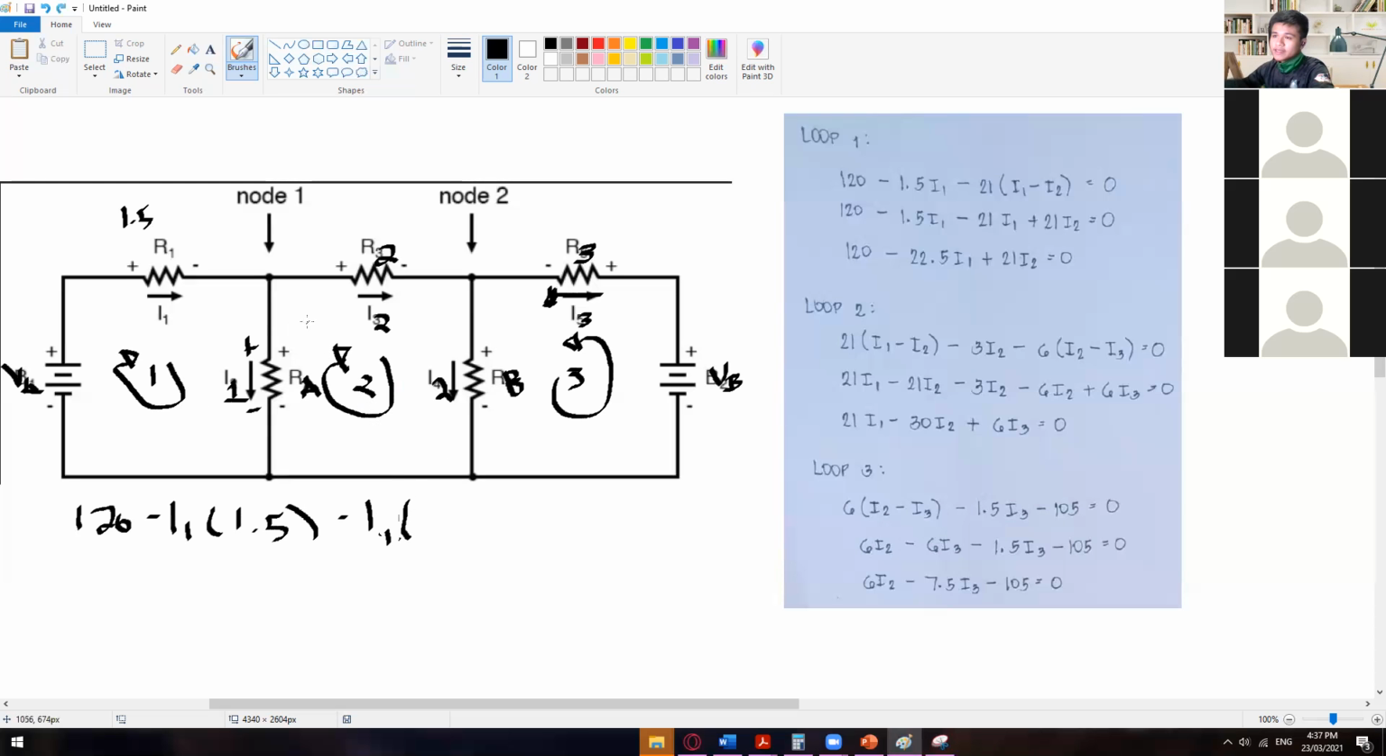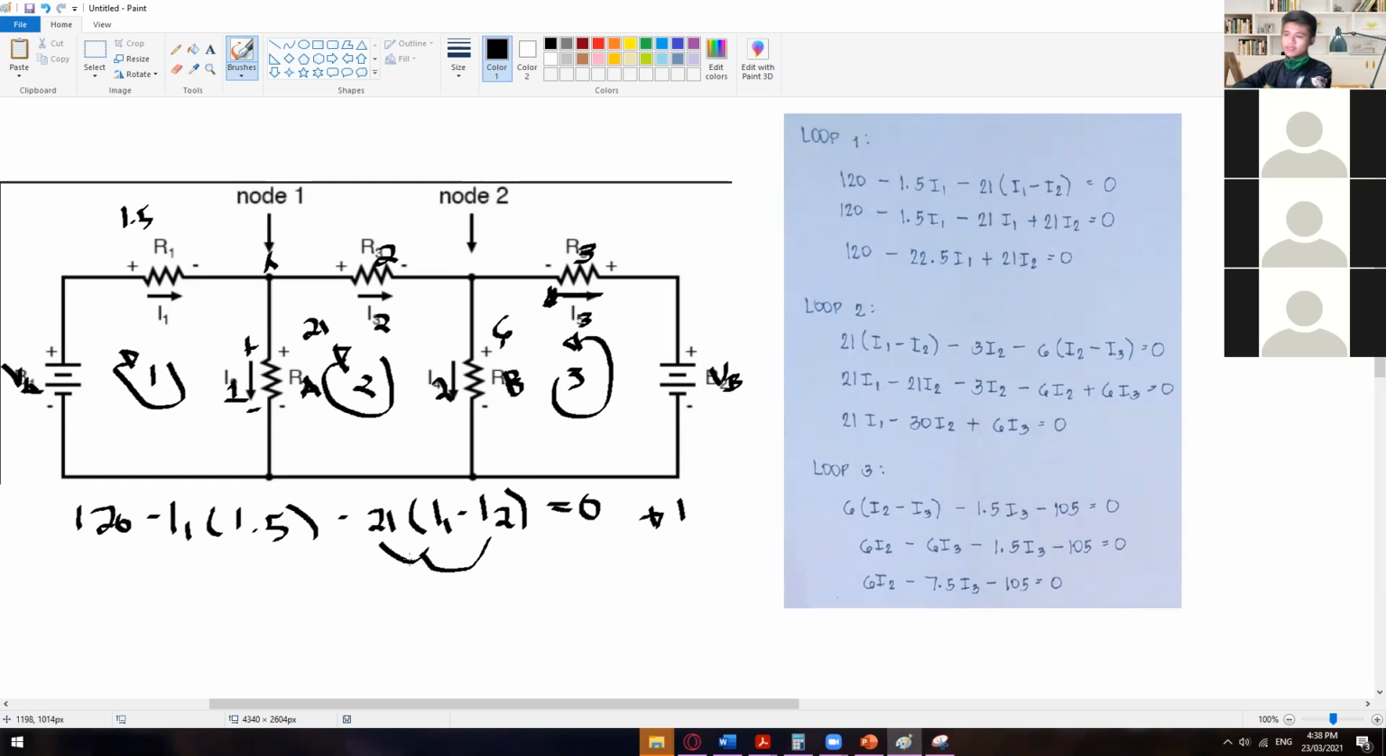Sorry. So since this is already in Maxwell, you have to consider now the value of the current that is flowing on the other side. So we have a current that is flowing on the RA or node 1, which is the I1 and I sub 2. So in here, we have to change this one to, what is the value of this one? 21. 21 times I sub 1 minus I sub 2 is equal to 0. So this is our equation number 1. And then just simplify this one and you will get 120 minus 22.5 I1 plus 21 I2.